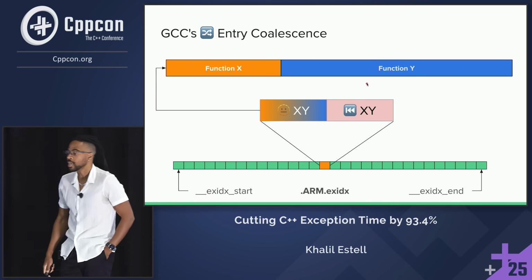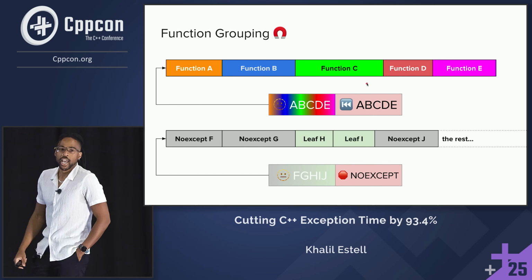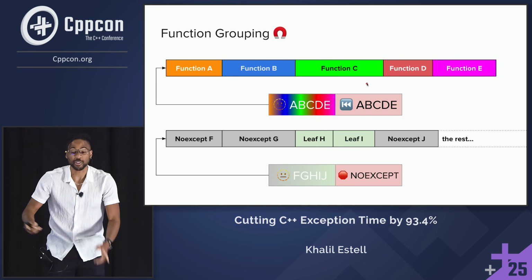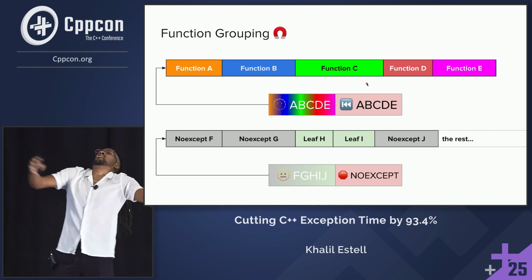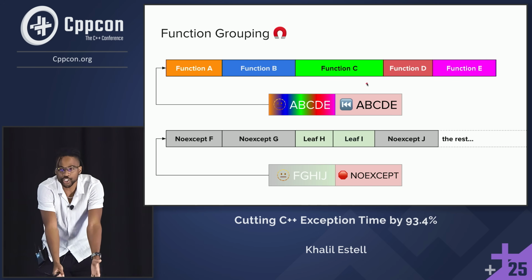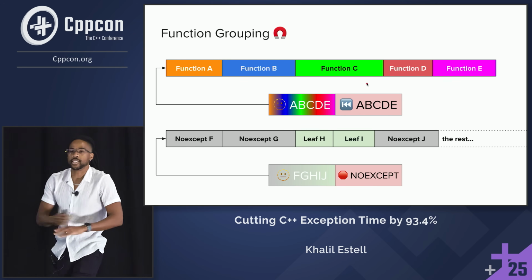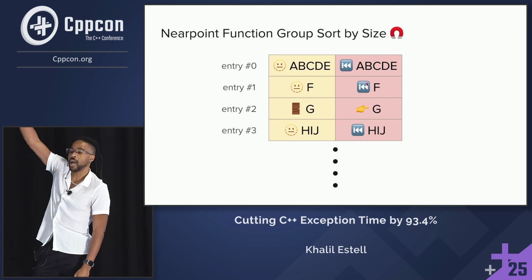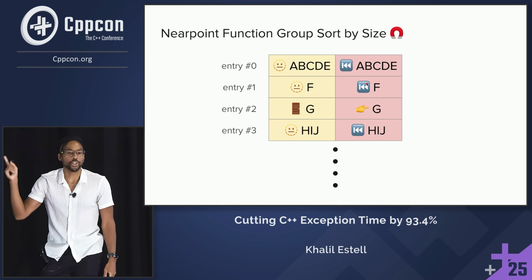So the first step that I do for Nearpoint is I group all the functions by their unwind information, including all the noexcept functions. That ends up being the biggest one. Noexcept has so many things. You just throw them all into one entry so that there's only one noexcept entry in the entire program. And then I take that and I sort it from greatest block down to smallest block. Almost always noexcept is the first one.